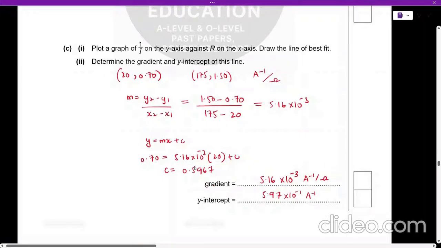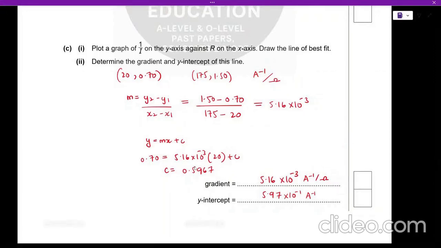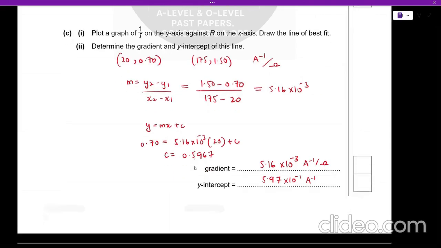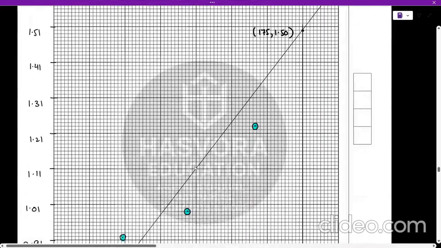Now part C told us to plot a graph of 1 over I, and its unit was going to be amp minus 1, on the y-axis, and R was going to be on the x-axis. In the same way as I did for the previous question, we are going to find the range by subtracting the lowest from the highest, and then dividing by the number of boxes provided to calculate the value of one box. So I will show you the graph I have plotted.